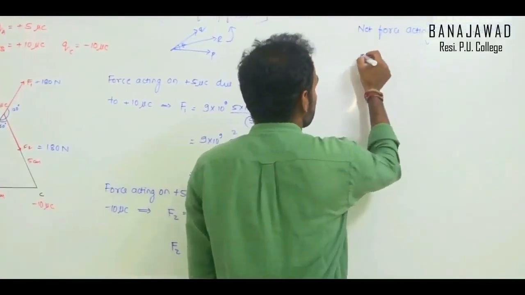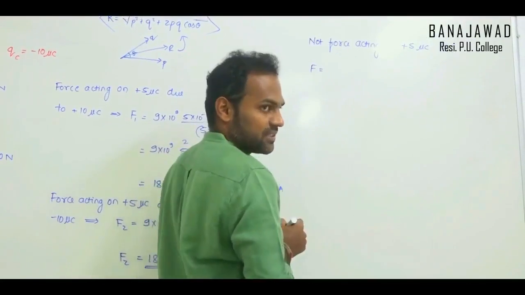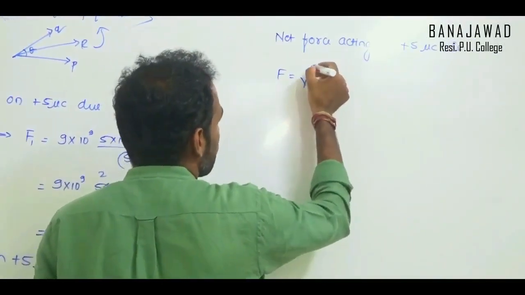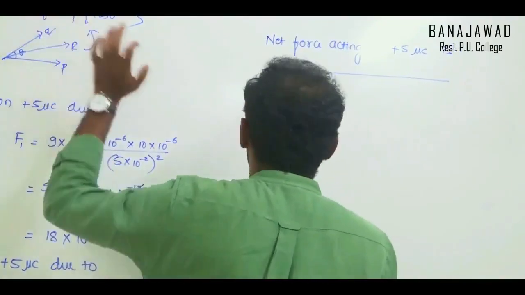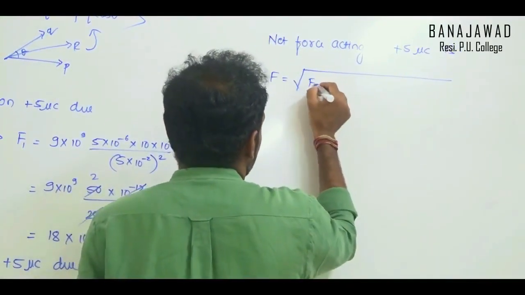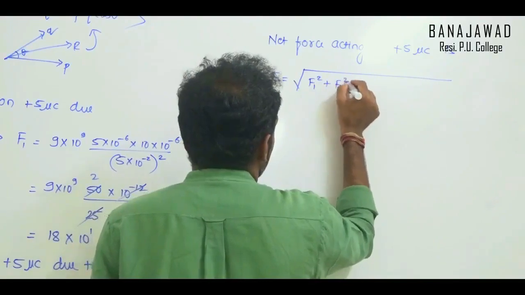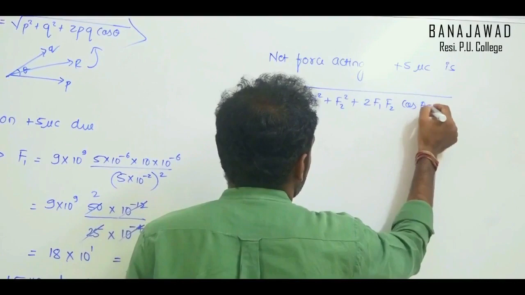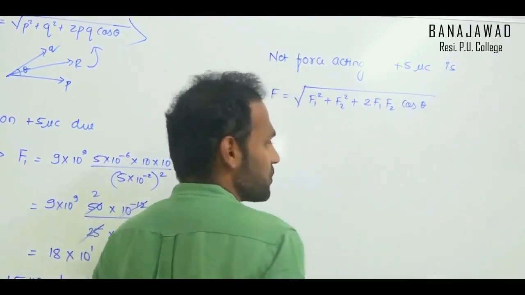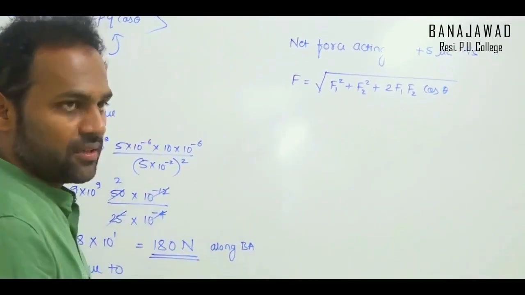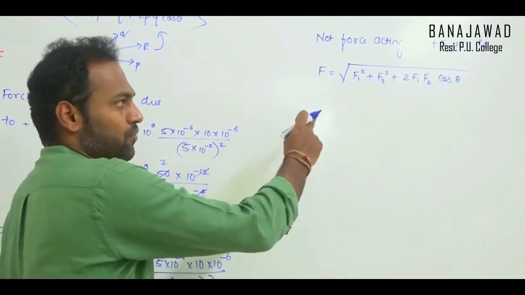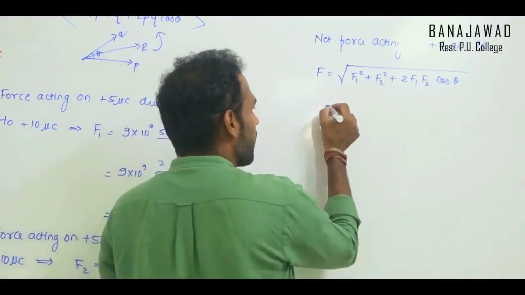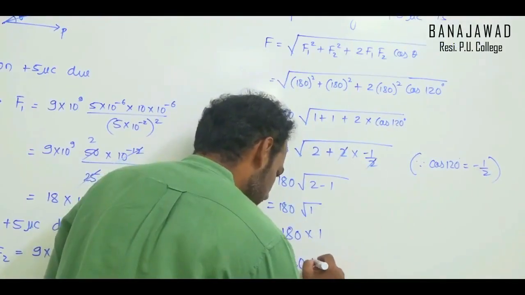That net force I will take as F. This is the resultant force, and it can be calculated using this formula: F equals the square root of F1 squared plus F2 squared plus 2 F1 F2 cos theta. So this is the formula to find the resultant force. We know the values of F1, F2, and theta, which is 120 degrees. We substitute the values, and the final answer is 180 Newton.